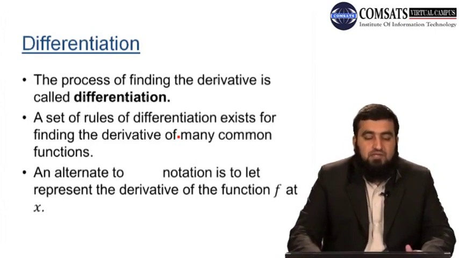Differentiation. So what is basically differentiation? The process of finding the derivative is called differentiation. A set of rules of differentiation exists for finding the derivative of many common functions. So the process of finding a derivative is what we call differentiation. Different rules exist for finding the derivative. We will study those rules and see how, using them, the derivative of any function is found.